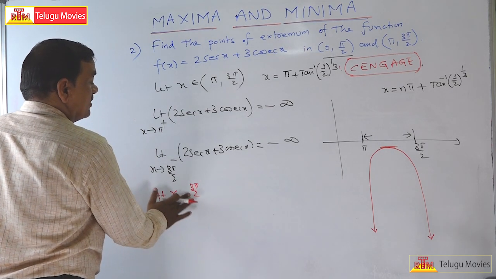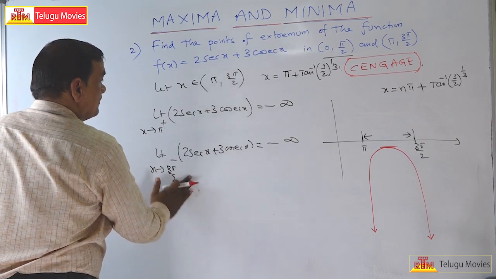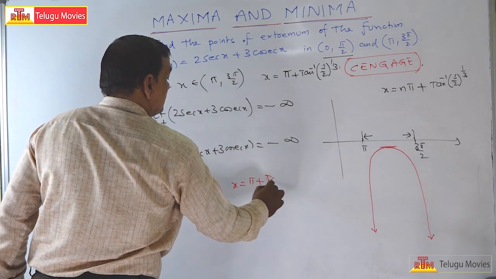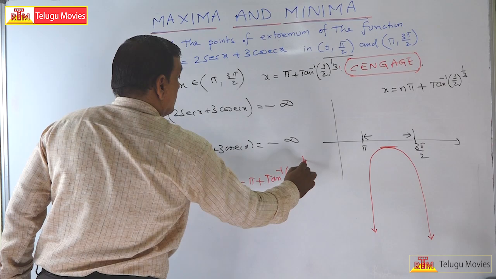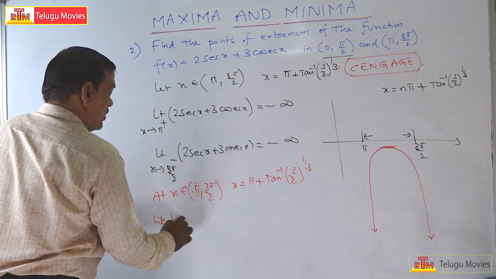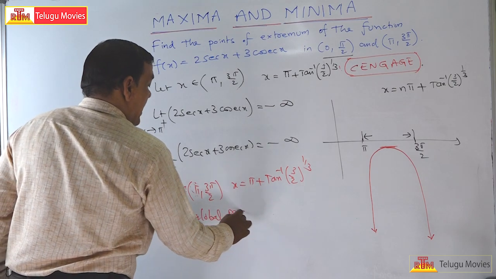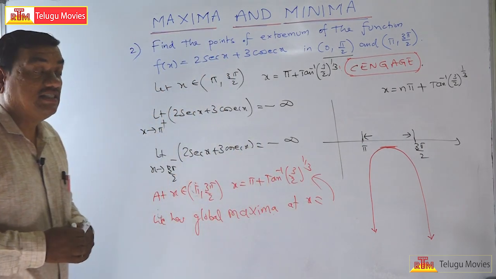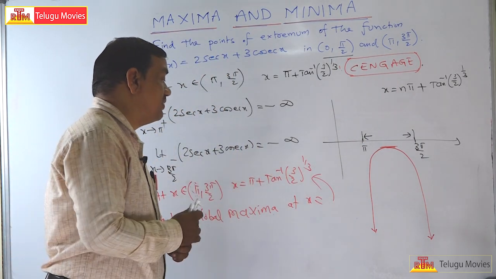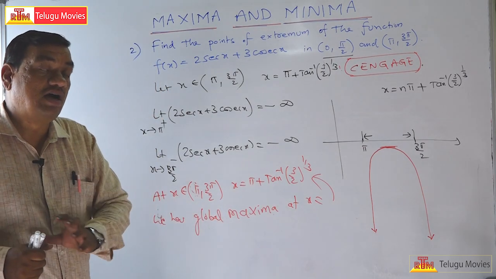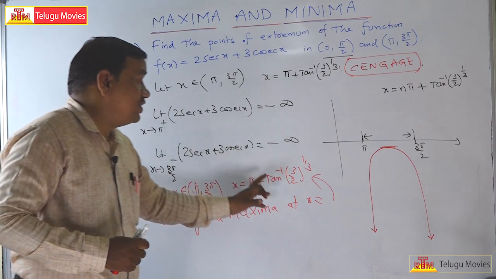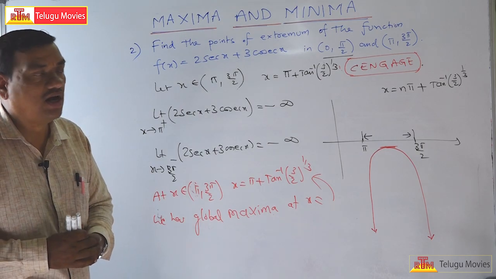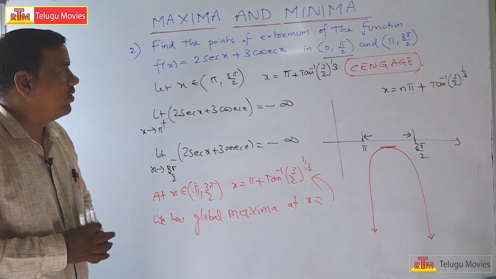So that means, as x belongs to pi comma 3 pi by 2, at x is equal to pi plus tan inverse of (3 by 2) whole power 1 by 3, we have global maxima. So at x is equal to pi plus tan inverse of (3 by 2) whole power 1 by 3, we have global maxima, that is a maximum value. At x is equal to tan inverse of (3 by 2) whole power 1 by 3, we will have the minimum value. So it's a very interesting problem.